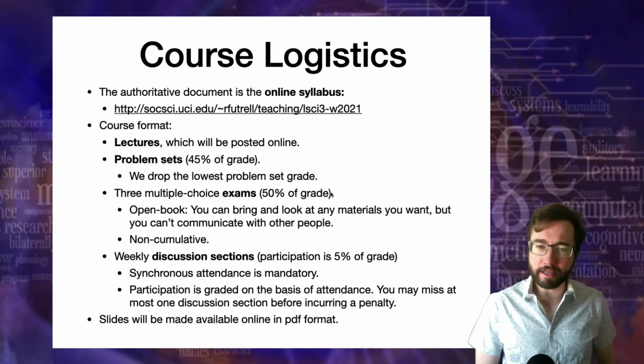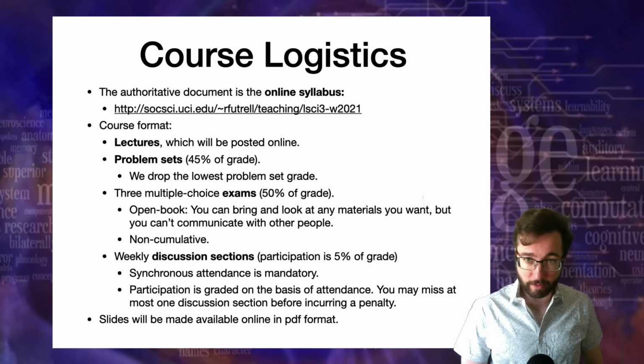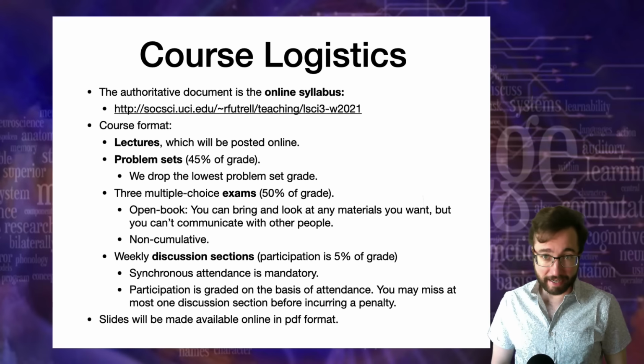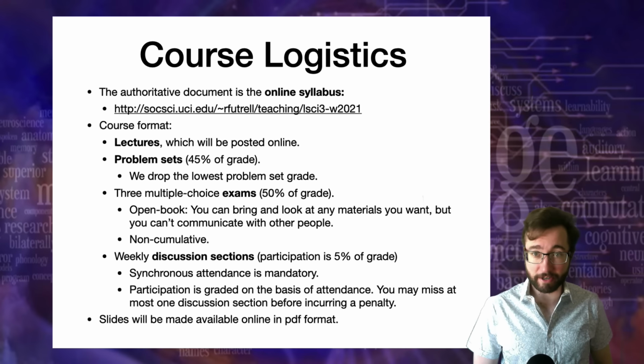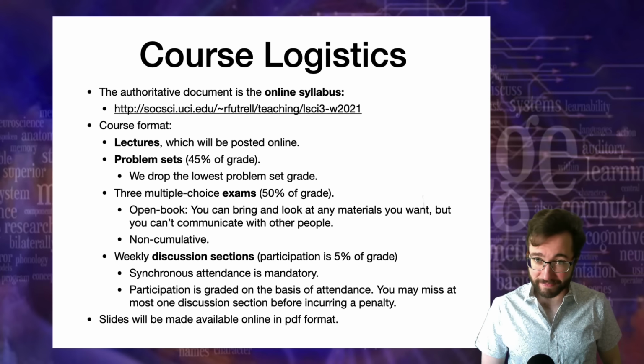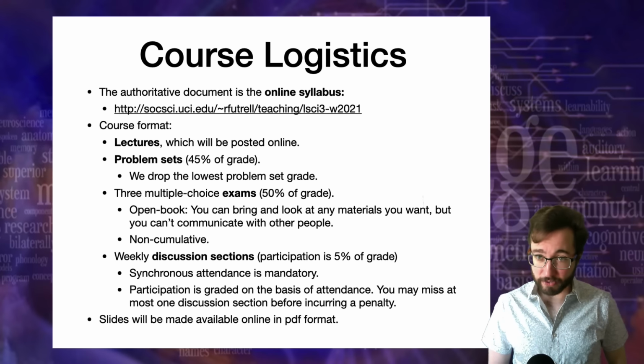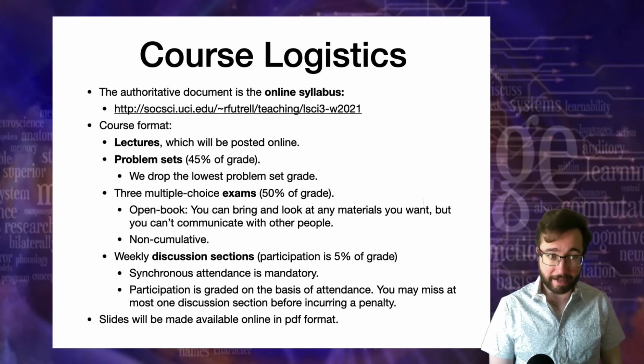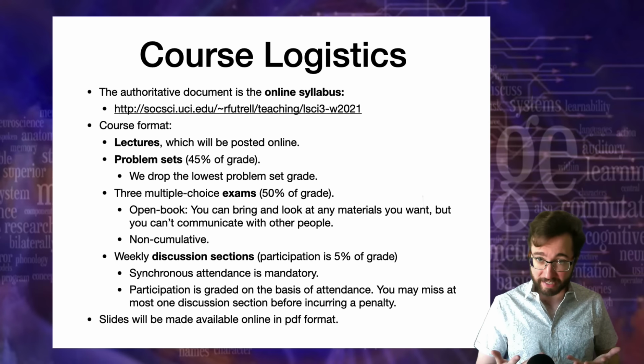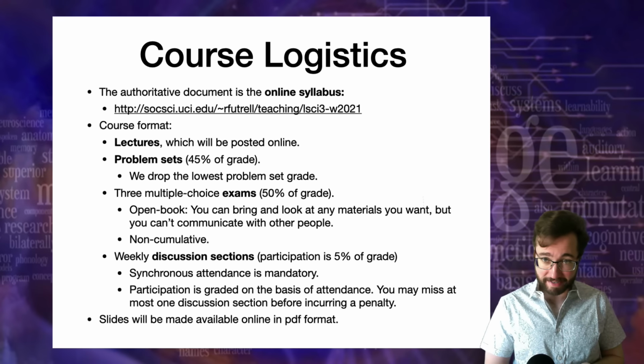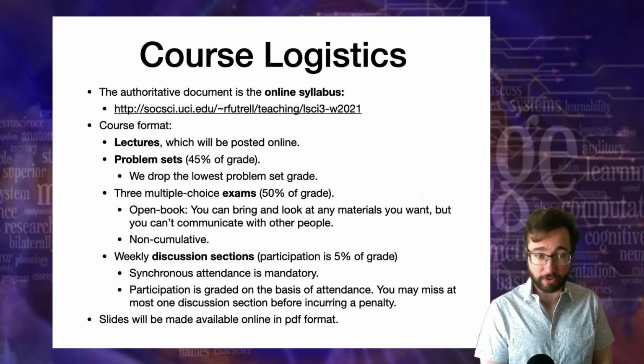Here we go. The important information you're going to need to know about the class is online, on Canvas, and also at this URL here. We have an authoritative online syllabus. We're going to have lectures posted online. You're watching the first one right now. We're going to have problem sets. We're going to have 7 problem sets, which are going to be graded based on correctness. The lowest problem set grade will be dropped.